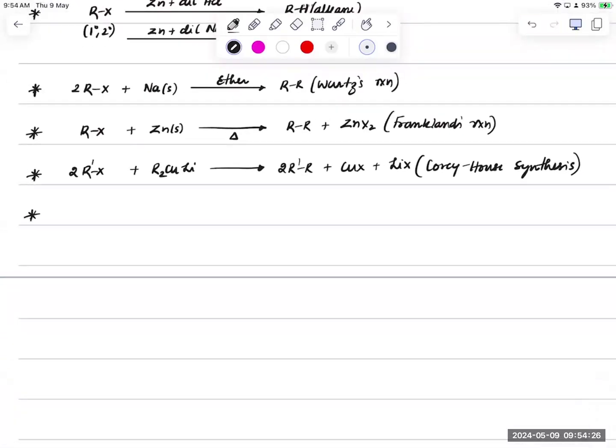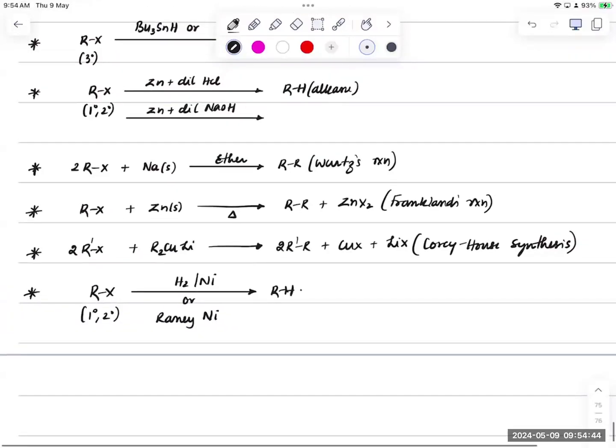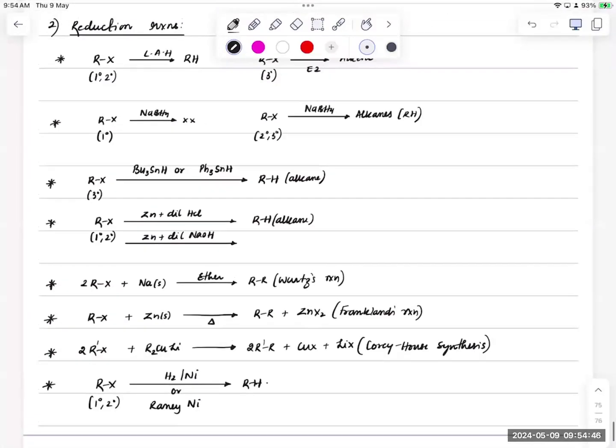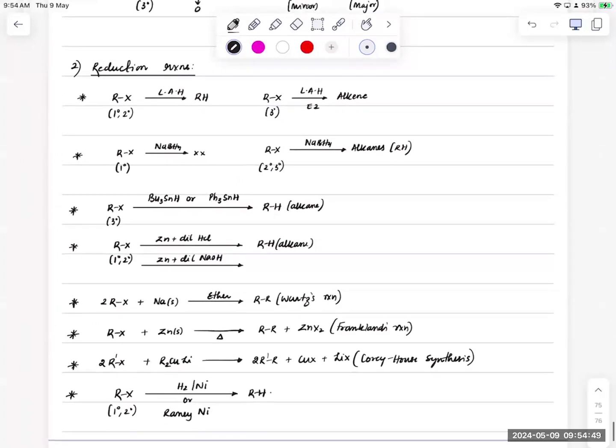Last thing is metals. If you have RX, 1 degree and 2 degree, in the presence of H2 and nickel, or H2 and Raney nickel, any of these will give you alkanes. So these are all the reduction reactions, guys. Just a recap of what we learned from alkenes. These are all we learned as preparation of alkenes. If you go to the notes of alkenes, you will find all of these reactions again as preparation of alkenes.